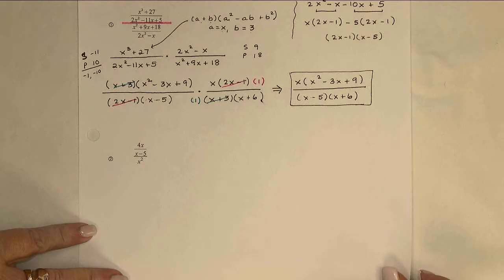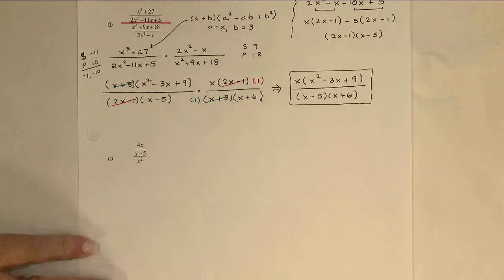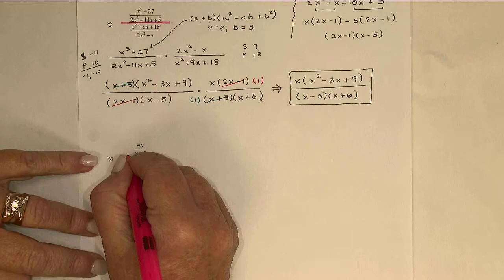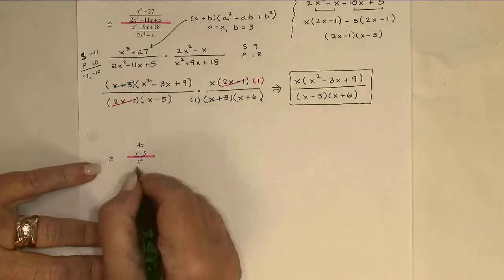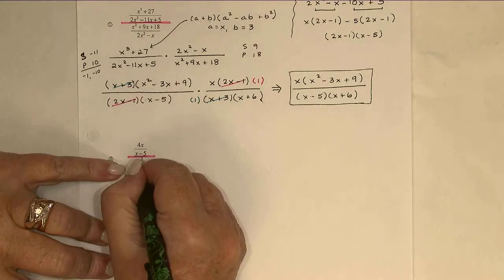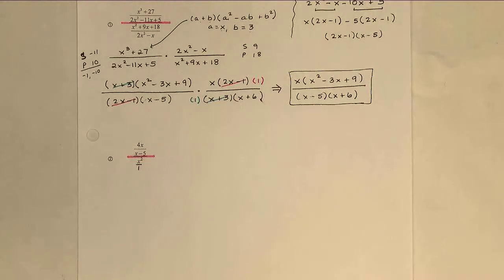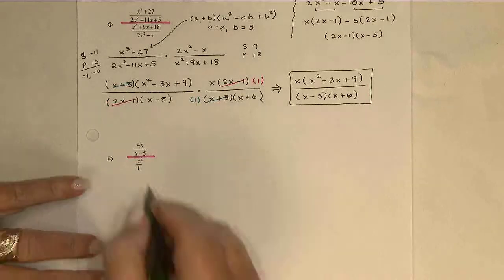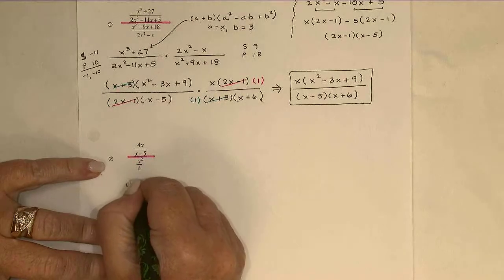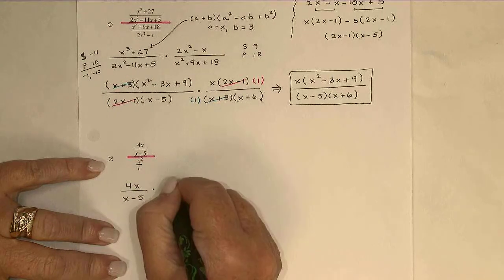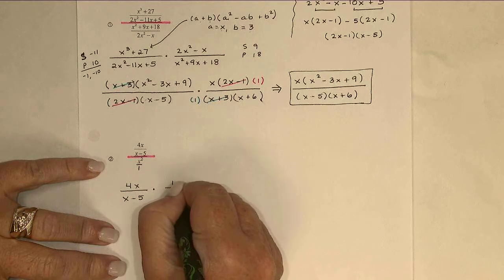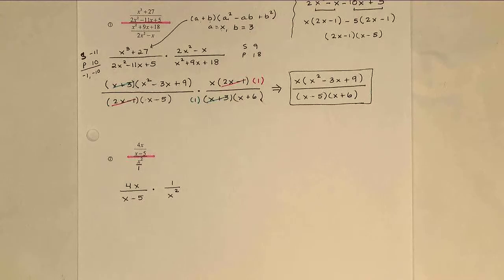Let's take a look at example 2. Once again, I'm thinking of this large overall fraction bar as division. And I may want to think of this x squared on the bottom as an x squared over 1, so that I can use my multiply by the reciprocal. I would have 4x over x minus 5 times the reciprocal 1 over x squared.